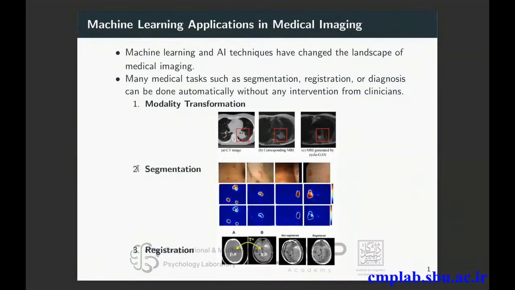Machine learning nowadays has a lot of applications, and you have seen a lot of interesting and intriguing results from these deep neural networks and machine learning in a variety of applications. But the one that here at Stanford we are focused on is the application of these methods for medical imaging. There are many tasks in medical imaging that can be automated using machine learning. I have three examples here.